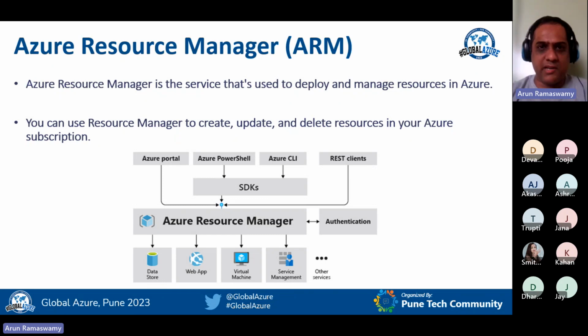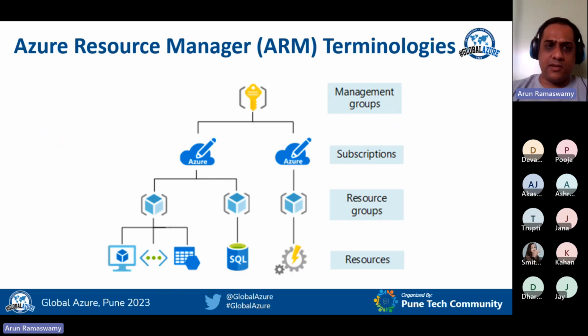Any request that you give to fire up resources goes through ARM. It can be the portal, it can be your PowerShell, it can be Bicep, it can be your CLI, whatever. Any input that you give to fire up resources goes through ARM. So without ARM, there is no Azure. That is the significance of ARM.